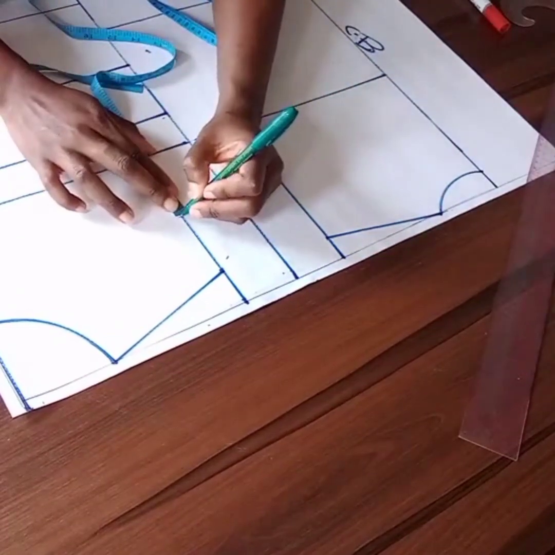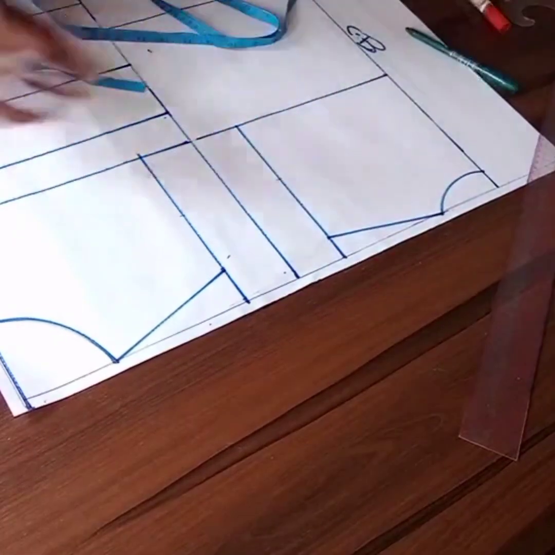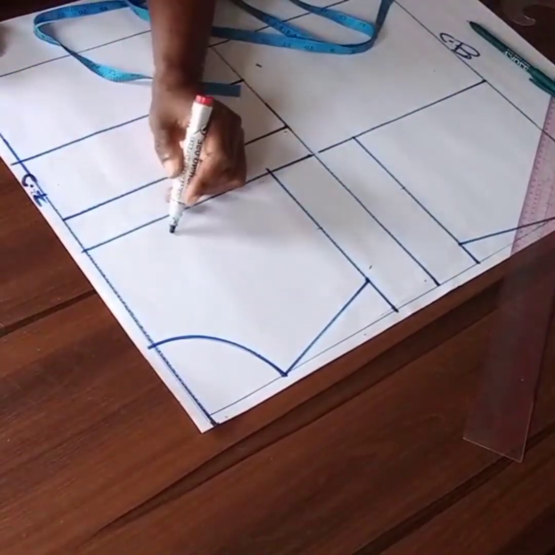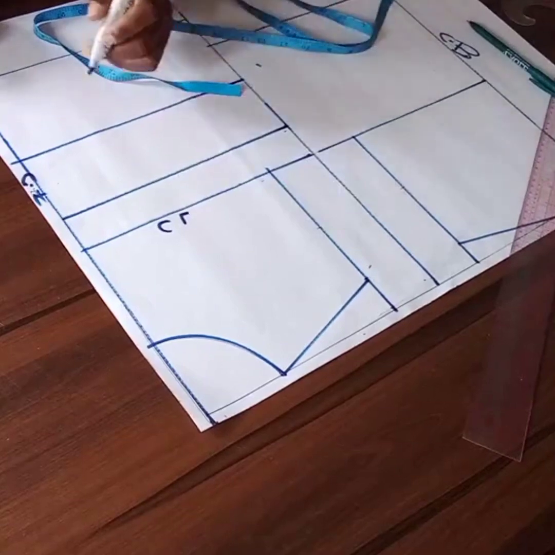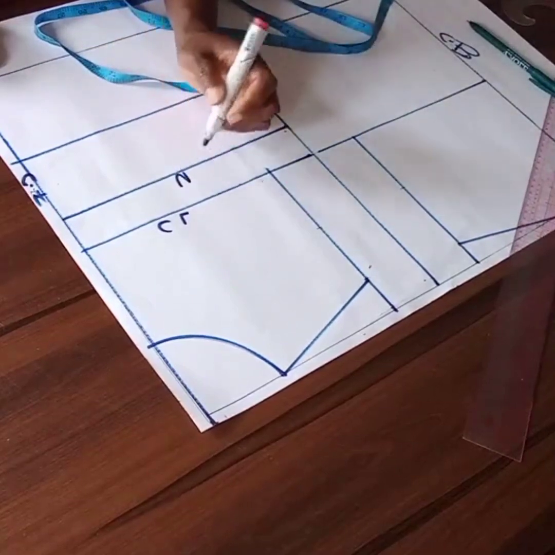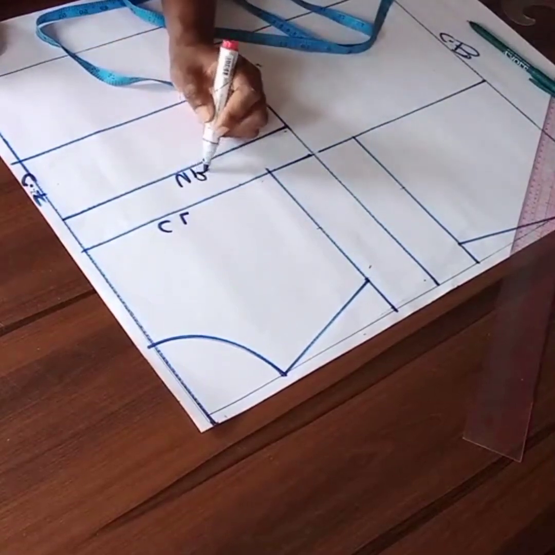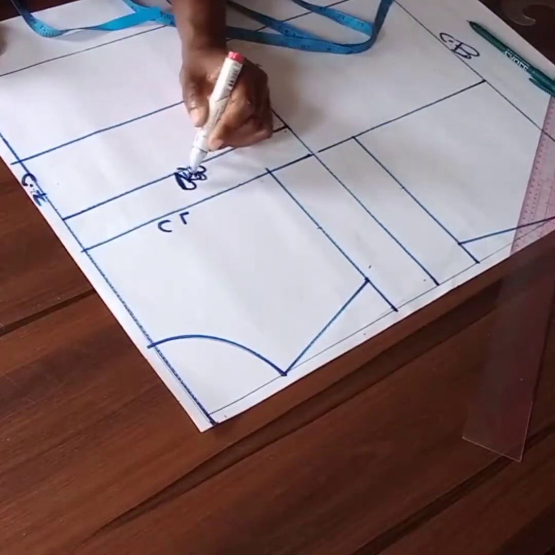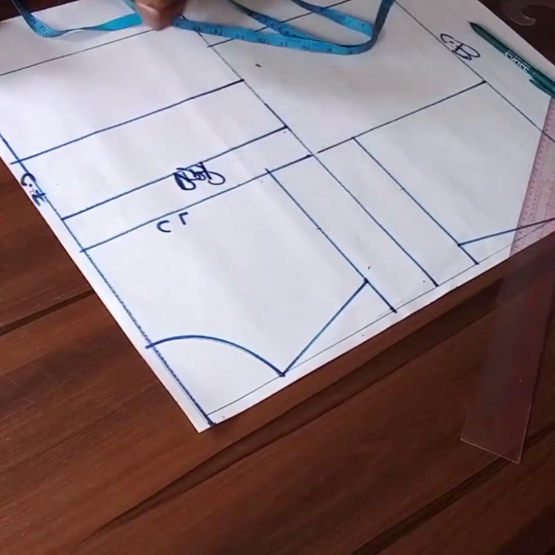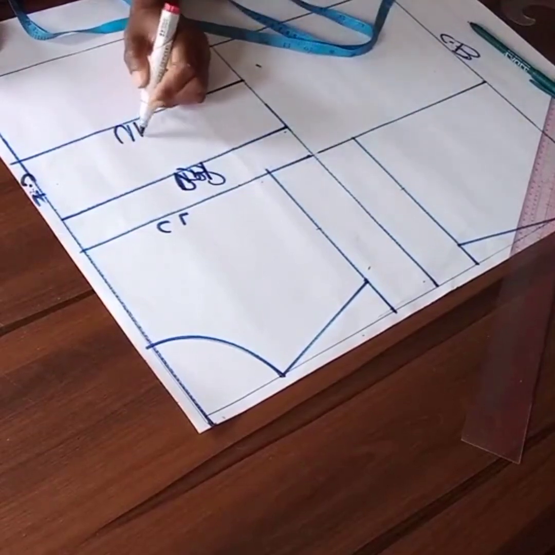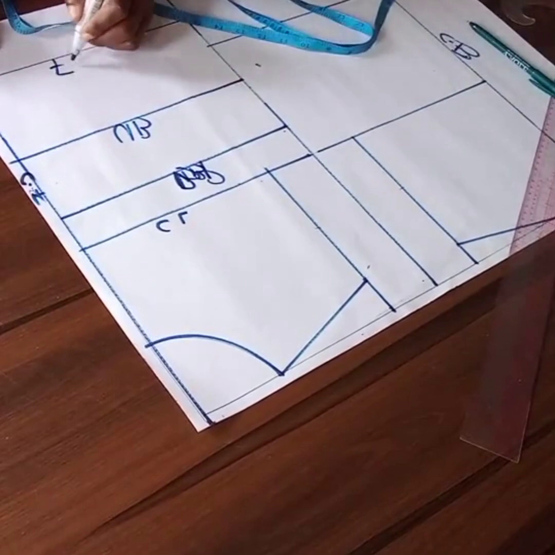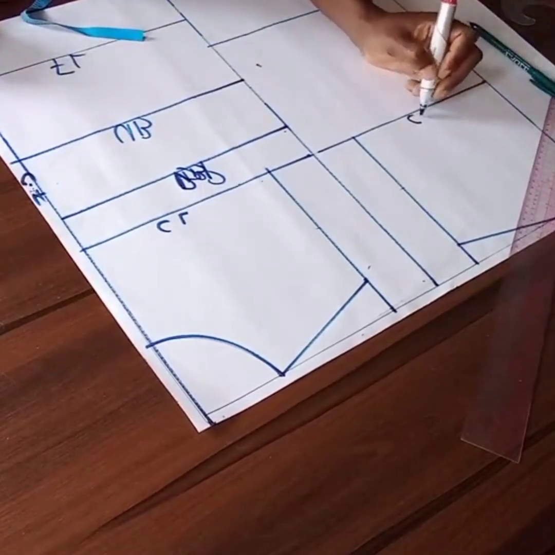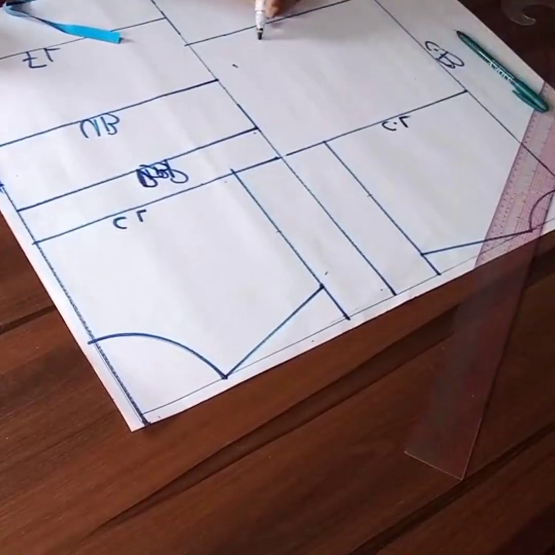Okay, I'm sorry, I've not labeled it. This is my chest line. This is the bust point. This is the under bust. This is my front length. Same thing for the back. This is the chest line and my back length.